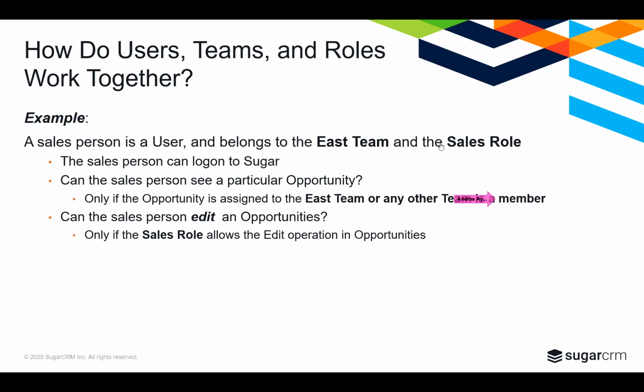Now, in this sales role, we don't know what's in the sales role, but if it allows editing for opportunities, specifically opportunities, then yes, they can edit it. If that role says no, then they won't see the edit button. They won't even be able to look at edit. They could do some of the other operations possibly, but not that one. Whether they own it or not, it just depends on how that role is set up. So that's kind of how they all work together.